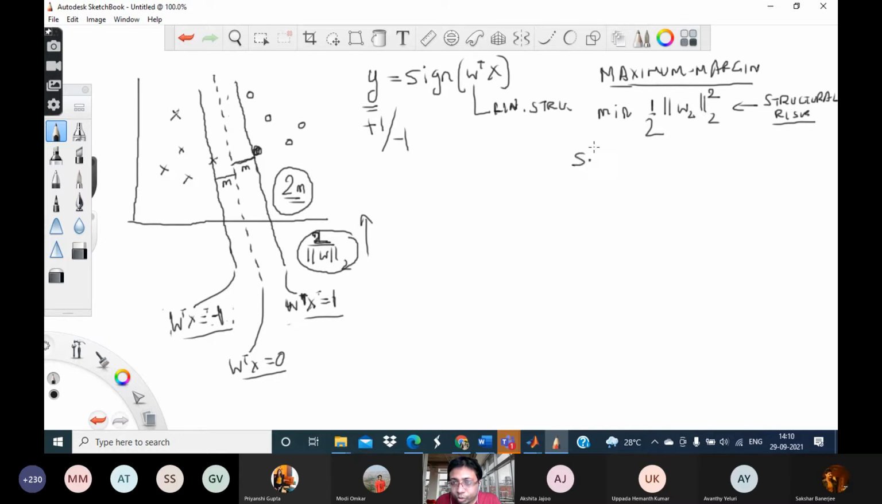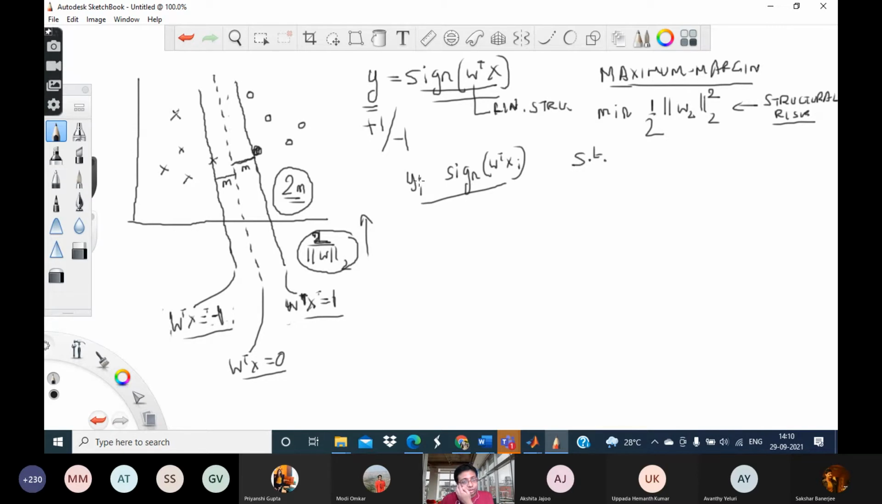But apart from that, I also have constraints. The constraint is that I want all the points to be correctly classified. That means the predicted label of every point should match its true label. The true label of any point i is yi, and its predicted label is sign of W transpose xi.